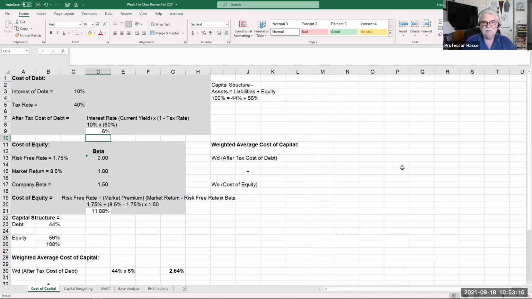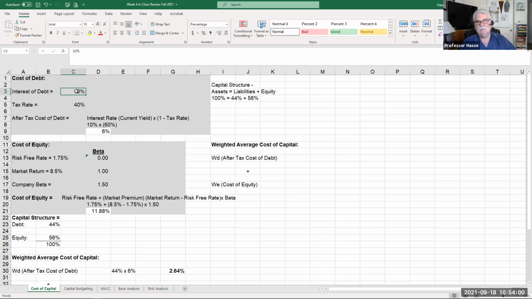So what is the cost of equity? It's the risk-free rate plus the market premium, where the market premium is defined as the market return minus the risk-free rate, times the beta of the company. And here I did the calculation: risk-free rate 1.75 plus the market return 8.5 minus the risk-free rate 1.75, times 1.5. And you get 11.88%.